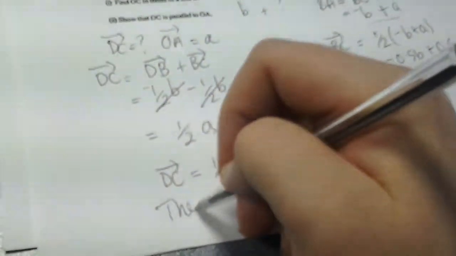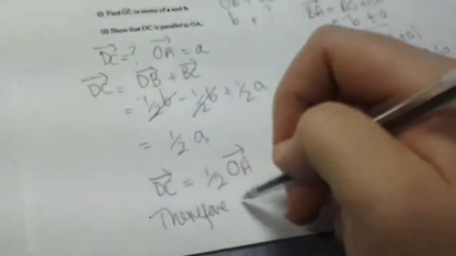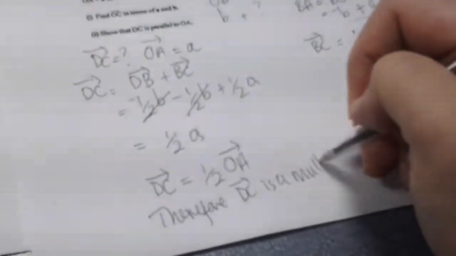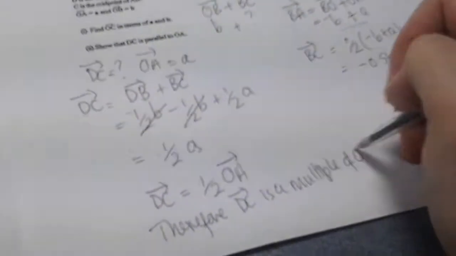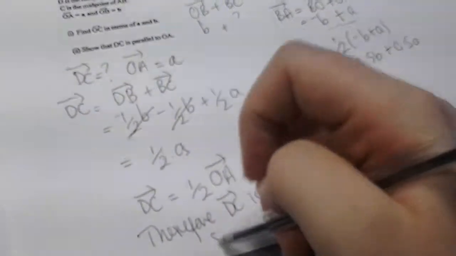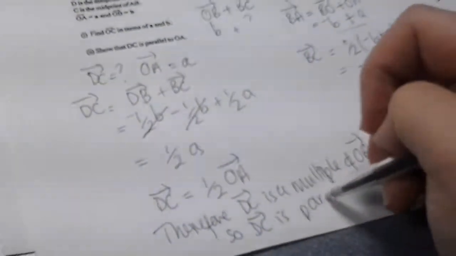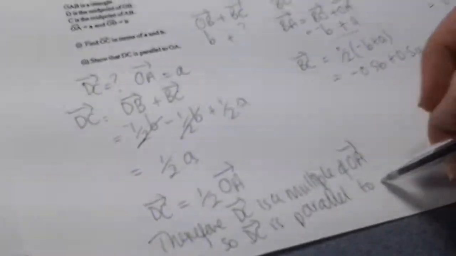And here comes that stock phrase again. Therefore, DC is a multiple of OA. So DC is parallel to OA.